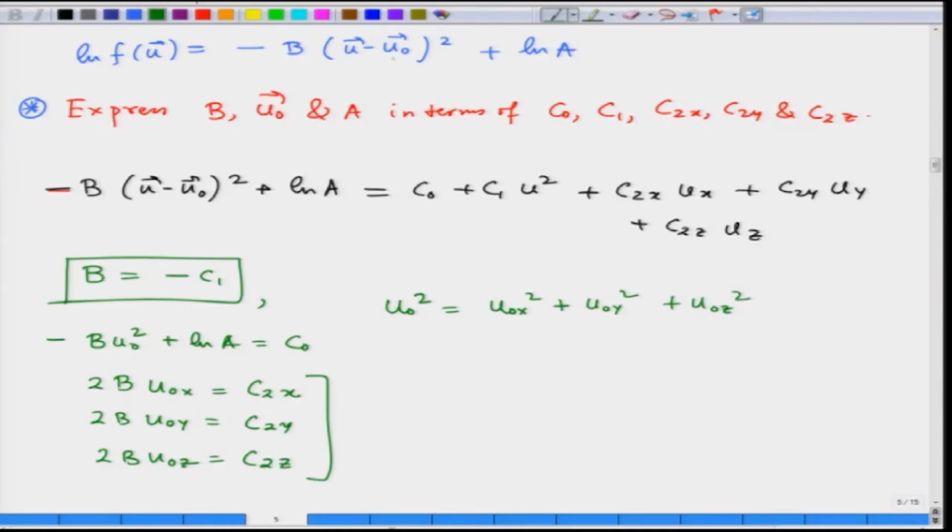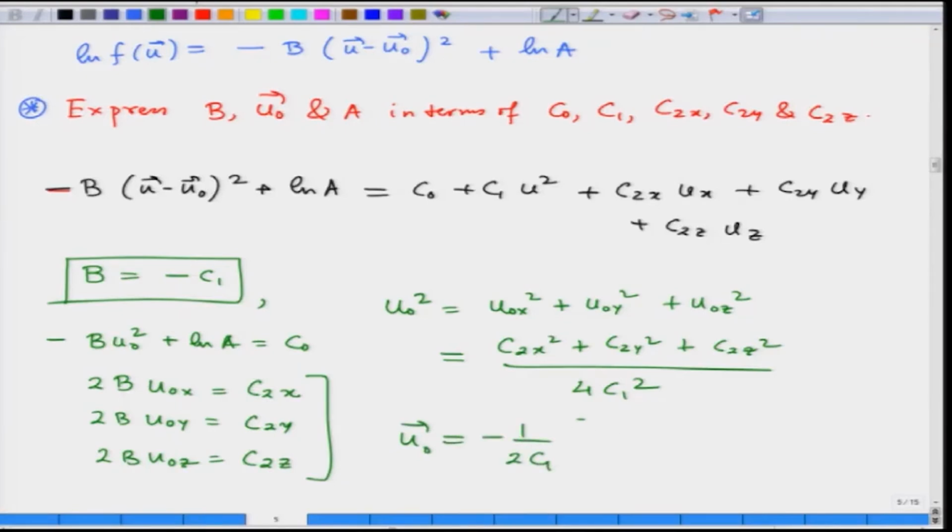Okay. u0 is another constant vector which is defined over here. So, u0 square is nothing but, if you do the calculation correctly, you will see these are nothing but C2x square plus C2y square plus C2z square by 4 C1 square. Okay. And then you can actually calculate the vector as well. So, u0 vectorially will simply be minus 1 by 2 C1 times C2x i cap plus C2y j cap plus C2z k cap.